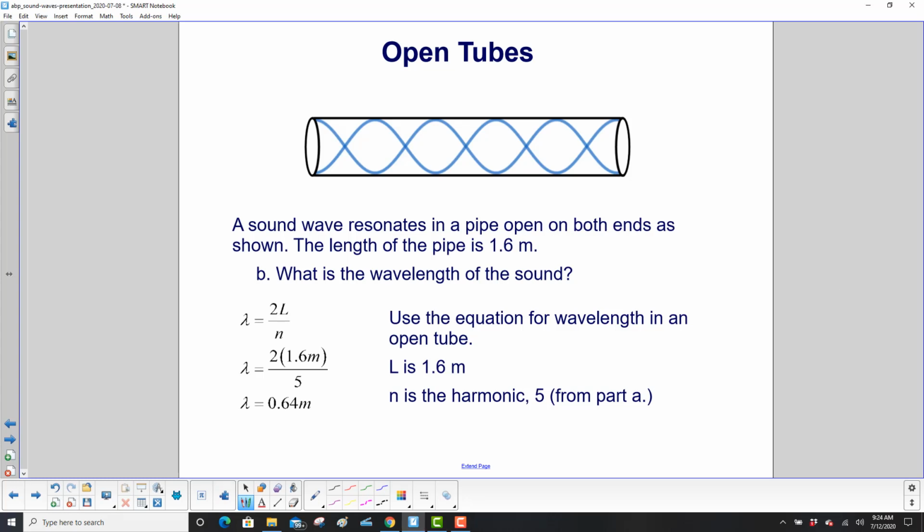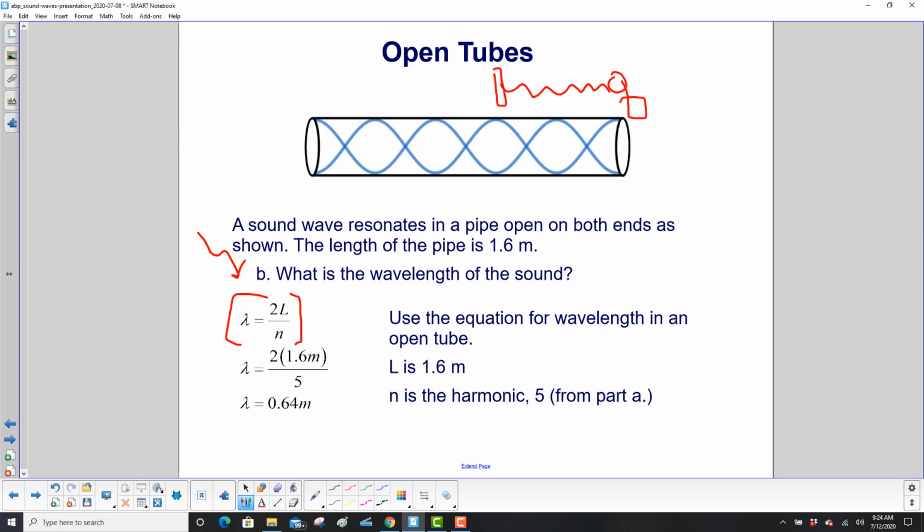What is the wavelength of the sound? We have an equation here. The wavelength is 2 times the length of the open tube divided by n, the number of harmonics. Does that look familiar? Perhaps you remember from the wave section when we had a vibrating string, had a pulley there, and then we had a mass. We had the same exact equation for the wavelength.